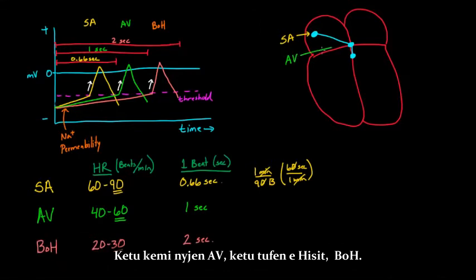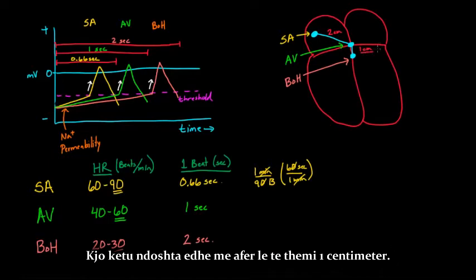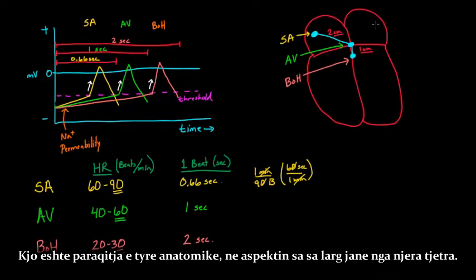So you've got AV here, and you've got the bundle of His over here, BOH, there. So you've got these 3 parts, and they're kind of spaced out, right? Like this is 2 centimeters apart, let's say. I'm just guesstimating, and this might be even closer, let's say 1 centimeter. So these are anatomically how they're laid out in terms of how far apart they are from each other.